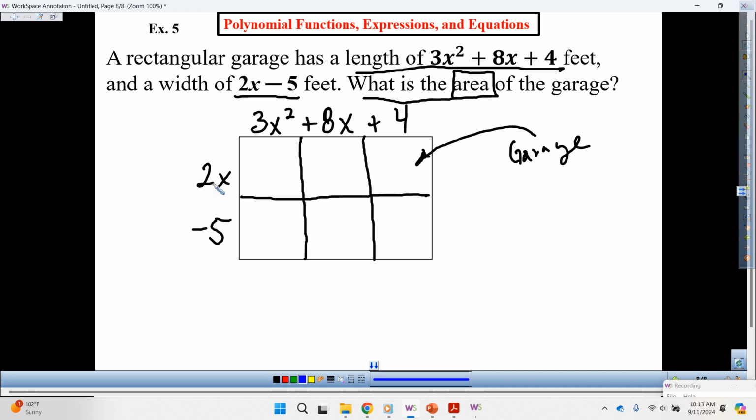Therefore, here we go. Start with this one. We're going to do this one times all these three. So, help me out. Edwin, 2x times 3x squared. So what is 2 times 3? 6. What is x times x squared? X cubed. Next, 2x times 8x. What is 2 times 8? Positive 16. What is x times x? X squared. 2x times 4. Positive 8x. Okay, we're done with that one. Fill in the bottom one, please. I'll give you a head start.